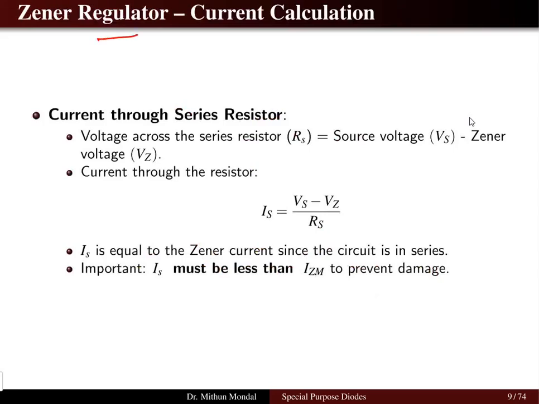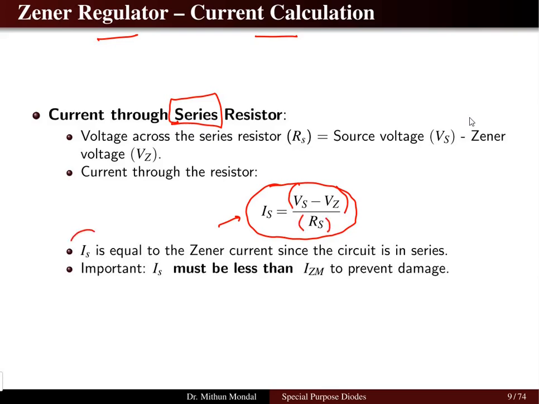For the Zener regulator current calculation, the current which is flowing in the circuit, which is in the form of a series circuit, is given by the difference of the source voltage and the Zener voltage divided by the Zener resistance. So this is again from Ohm's law.